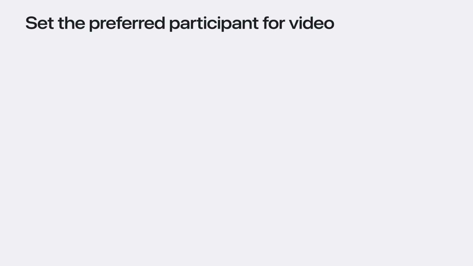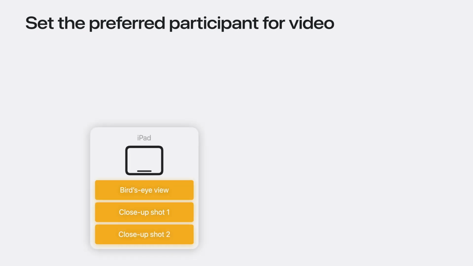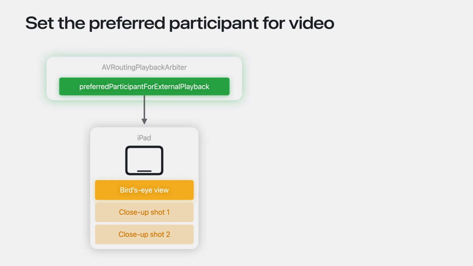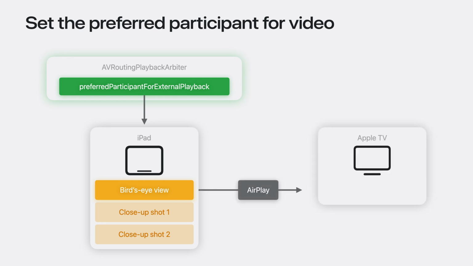In a multi-view playback case, such as with the train multi-view videos, I might have a bird's eye view video and multiple close-up shots. I want the bird's eye view to take priority whenever I AirPlay video. First, I obtain the playback arbiter singleton. Next, set the bird's eye view as the preferred participant for external playback, a property on the playback arbiter. Now, if I route to an Apple TV from my iPad while playing multi-view content, the bird's eye view routes its video to the Apple TV, while the other videos continue to play locally on my iPad.